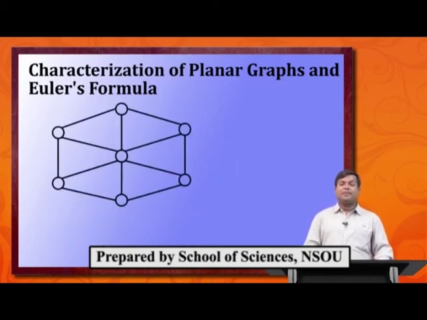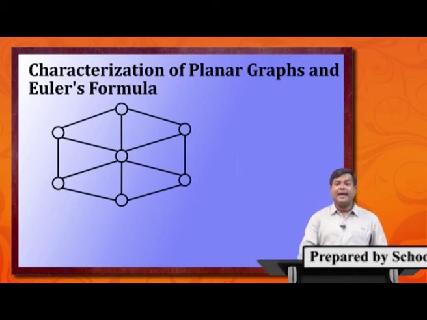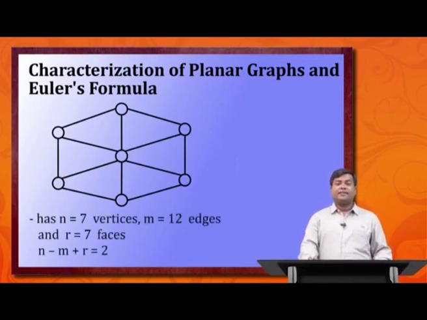If we take another example, which is again a plane graph, it has 7 vertices and 12 edges and 7 faces. Here also if we check n minus m plus r, that remains 2 for this case also. So if you take any other plane graph and try to find this expression n minus m plus r, you will always see the value is equal to 2, but the only condition is that it should be a connected plane graph.